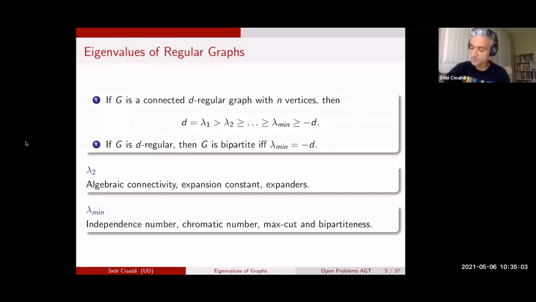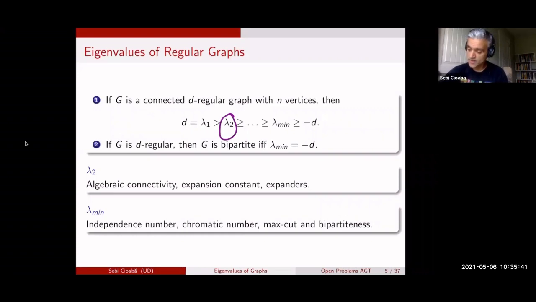The eigenvalues that I'll focus on will be lambda two. As you well know, D minus lambda two is the spectral gap. It's also known as the algebraic connectivity, introduced and studied by Fiedler for general graphs, not just regular. It is also related to the expansion constant of graphs, and it's very important in the study of expander graphs, which are these sparse and highly connected graphs.